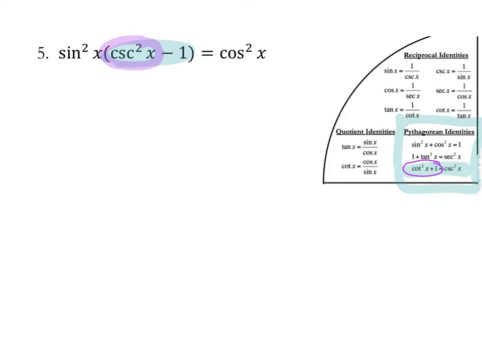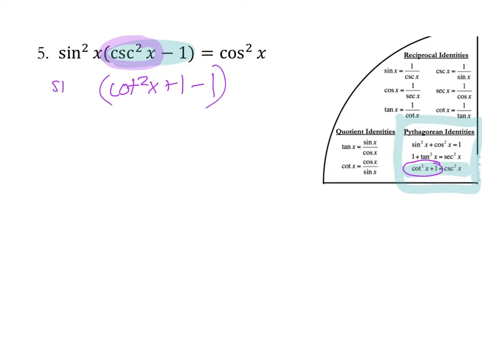cotangent squared x plus 1. Some of you might be tempted to do something like 1 over sine squared. That's just not helpful because that doesn't get rid of the minus 1 in the problem, and that's definitely something we want to get rid of. So to get rid of the minus 1, I want to use one of the trig identities that has a plus 1 in it. So that's why it's more helpful to look in the Pythagorean identities, because it gets a positive 1 in there next to our negative 1.